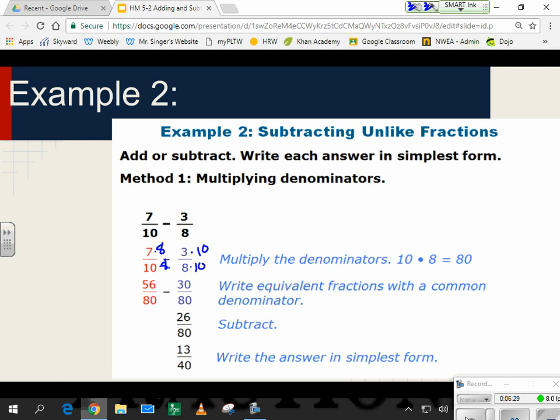Now you know that 26 and 80 are both even numbers, so we can simplify by dividing both numbers by 2. Half of 26 is 13, and we know we're done because 13 is a prime number, and half of 80 is 40. So that's how you can use multiplying of the denominators to make it a little quicker, easier for you if you struggle to find the least common multiple or least common denominator. Put this down in your notes before moving on.